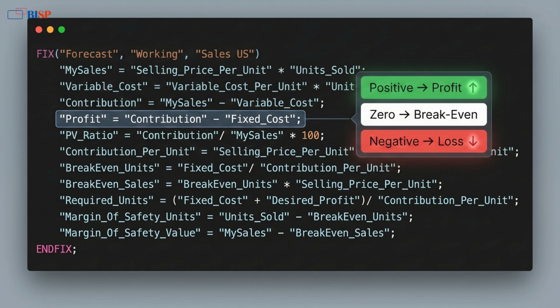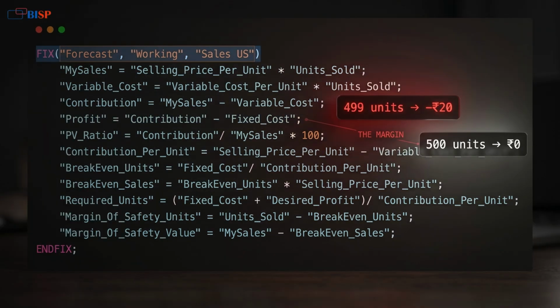Positive, you're profitable. 0, you're at break even. Negative, you're in loss. At 499 units, profit is minus 20 rupees. At 500 units, exactly 0. 1 unit, 20 rupees. That's how thin the margin can be.